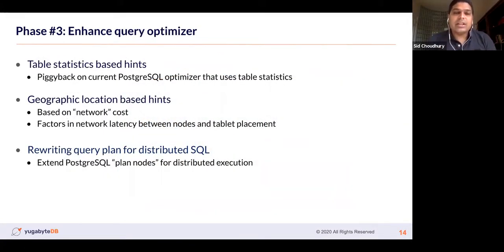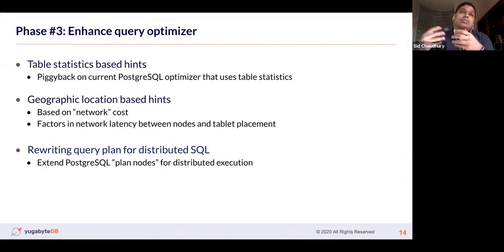The work now is on the aspect of how do we continue to enhance the query optimizer? How do we give it more hints around where the tables are located, which shards are hot, and so on. And we are increasingly enhancing the PostgreSQL native query optimizer to understand much of the distributed substrate.